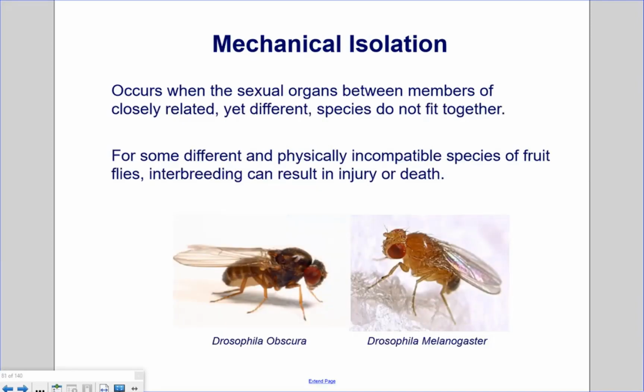Mechanical isolation. This occurs when the sexual organs between members of closely related yet different species do not fit together. For some different and physically incompatible species of fruit flies, interbreeding can result in injury or death.